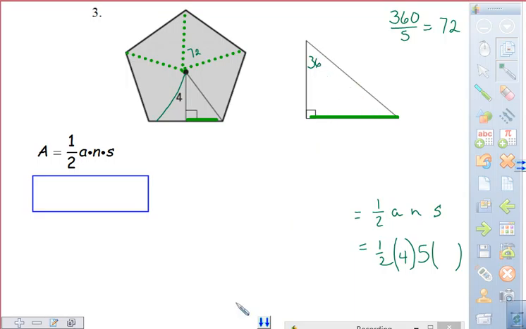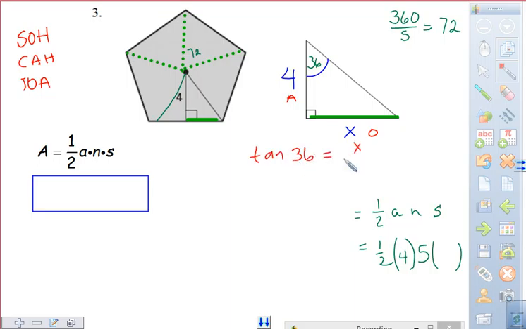So this is not a special right triangle, so we're going to have to use our trig. Our goal is to find this side. So we have this angle, and we have this side here as a 4, which is our apothem. So as far as our trig ratios go, we have SOH CAH TOA. Opposite of 36 is x, adjacent to 36 is 4. So it looks like we're going to do the tangent of 36 is equal to opposite x over adjacent 4.